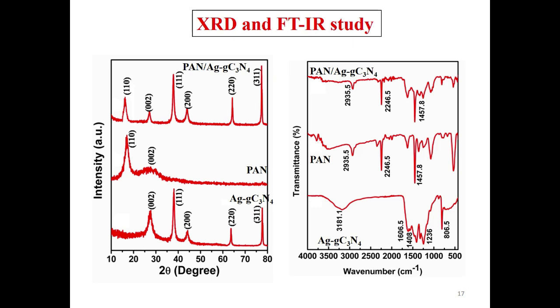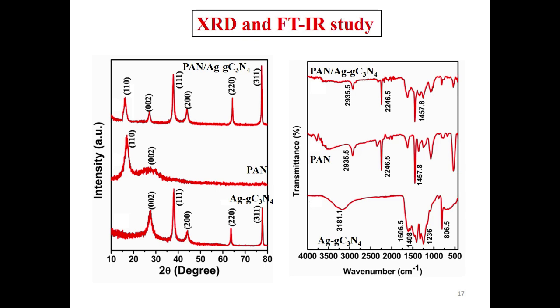This is the XRD and FTIR study. XRD of pure silver graphitic carbon nitride has been done, polyacrylonitrile has also been done, and then polyacrylonitrile silver graphitic carbon nitride has also been done. A combination of all the crystal planes is observed, that is 110, 002, 111, 200, 220, 311. That is the indication that there is a complete formation of PAN AgG C3N4.